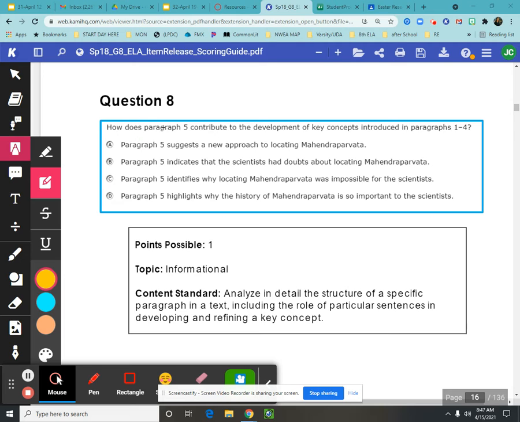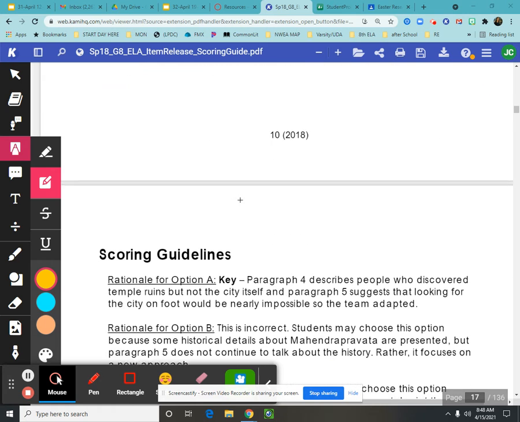So who had A? Paragraph 5 suggests a new approach to locating whatever that word is. Lots of A's, okay. B, paragraph 5 indicates that the scientists had doubts about locating, how do you say that word? Mahendraparvata. Only time I'm going to say that. C, paragraph 5 identifies why locating was impossible for the scientists. Or D, paragraph 5 highlights the history. All right, so most of you had which one? A? Okay. It is correct.